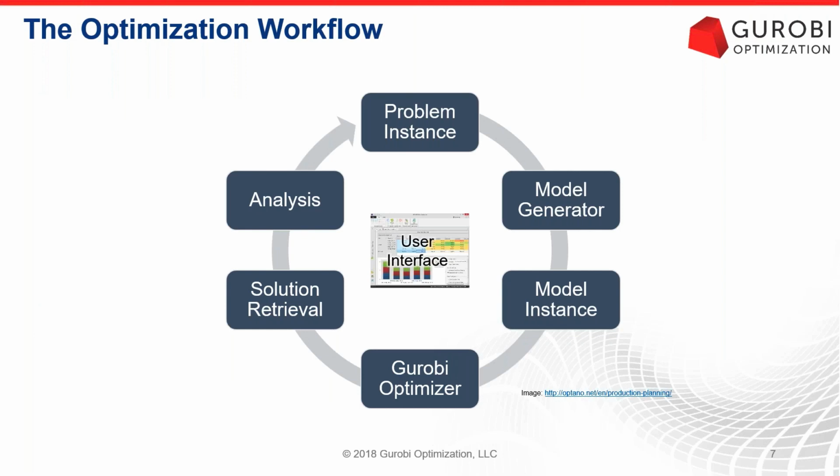Usually these applications look a little bit like this. This is what we call the optimization workflow. You start with a problem instance, a decision problem, something that at some point in time needs to be solved, some decision. The first thing is usually that you select the data for this specific problem, and you put this into a model generator. This is a software component that gets parameters and some data, and transforms this into a model instance, the mathematical representation of your actual current planning problem that you're trying to solve. And this model instance is the input to the solver, to Gurobi in this case.